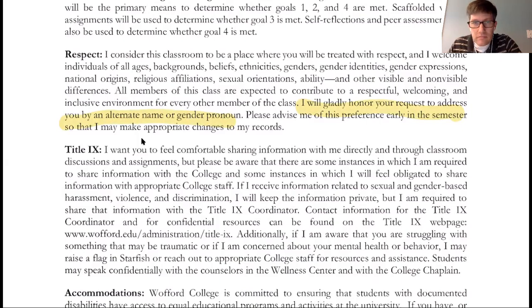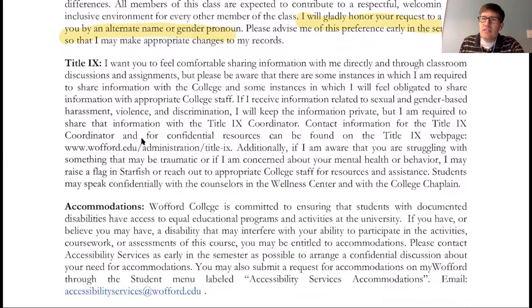All right. So Title IX. This is information about our Title IX. Title IX is about sexual or gender-based harassment, violence, and discrimination. These are laws that dictate how Wofford needs to operate in regards to those things to make sure that it's a safe place, safe from sexual and gender-based harassment, violence, and discrimination. So if I receive information about that, then I am required to share that information. And I just wanted to let you know about that.